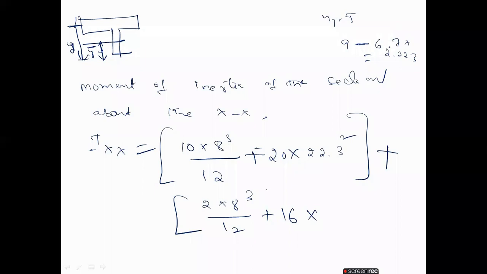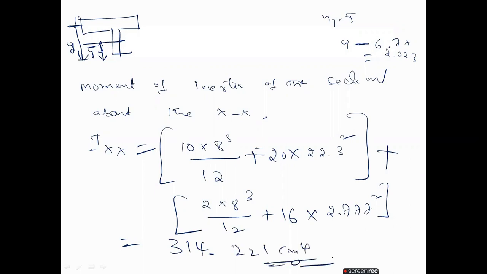So you will get here 16 into 2.777 square. Once we calculate it here, we will get a total of 314.221 centimeter power 4. Okay. Same thing, whatever we calculated here regarding the Ixx value. Once you calculate this one, this is 2.223 square. Same like that, we have to calculate this one also.